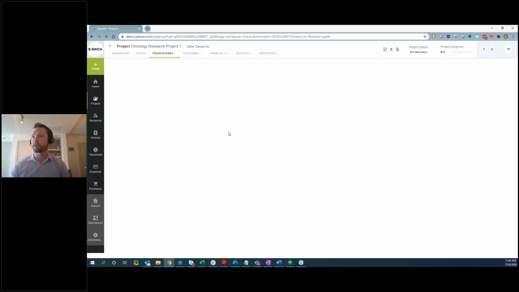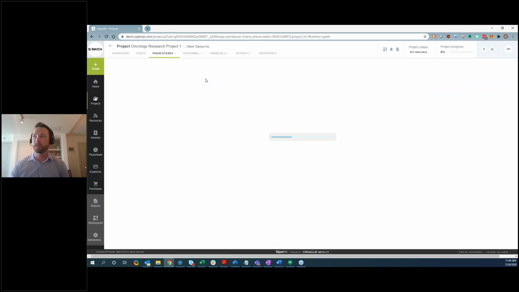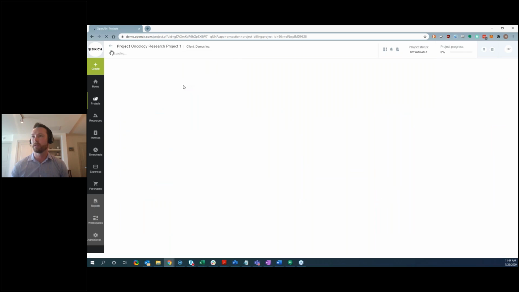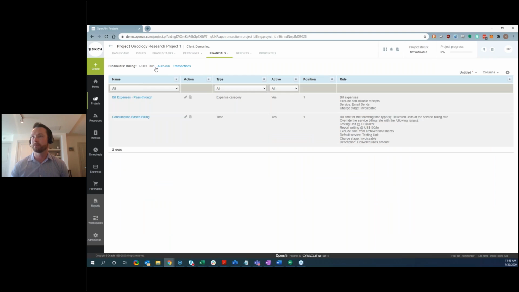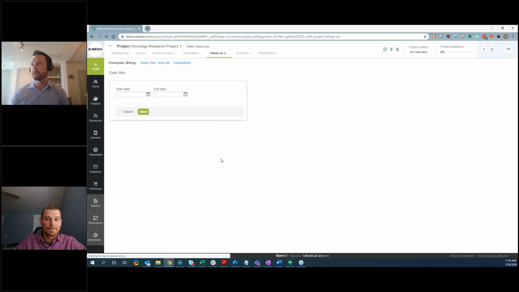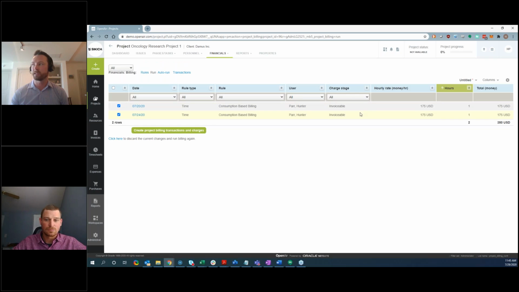from our time and from the actual person doing the work that we've delivered something, which should have consequence in billing. So I'll hop back to this financials tab. I'll go to billing. I'll run this billing again. And what we'll see here is we will see 2 units for $50 a pop related to that testing for the consumption-based billing, or excuse me, 175.